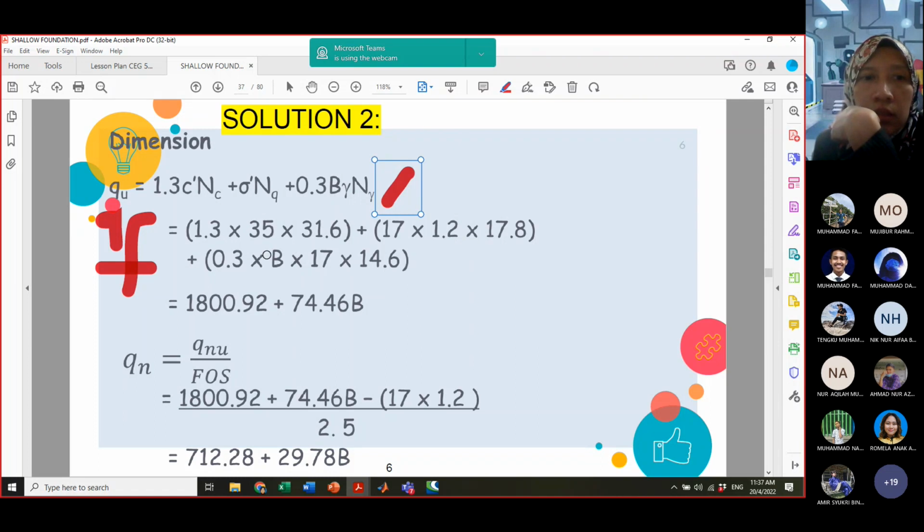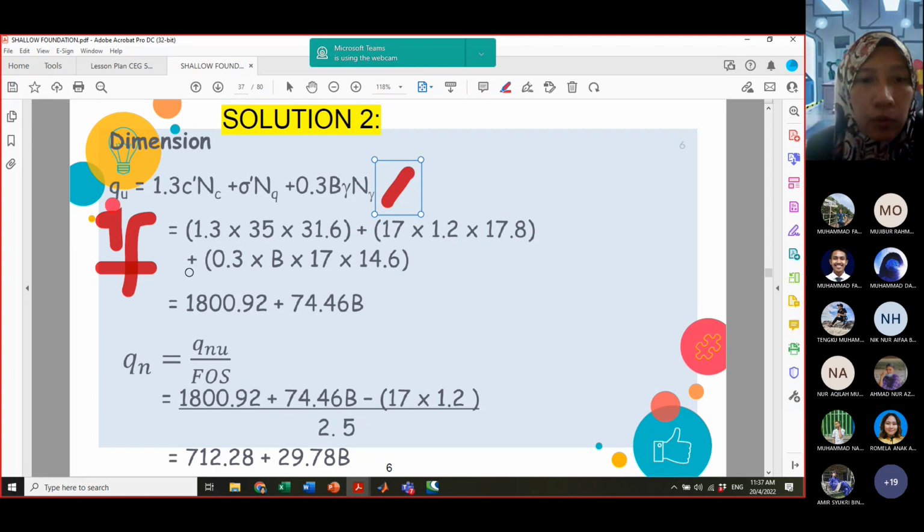So you can see that dia punya formula overburden pressure semua, kemudian gamma kat sini pun dalam keadaan gamma yang tak ada effect water table. So 1.3, 35, darat 31.6, 17, darat 1.2, darat 17.8. So it means that for the first calculations, untuk dapatkan the size of the footing, you consider as well below dengan keadaan case number 5 iaitu water table below the passive zone.